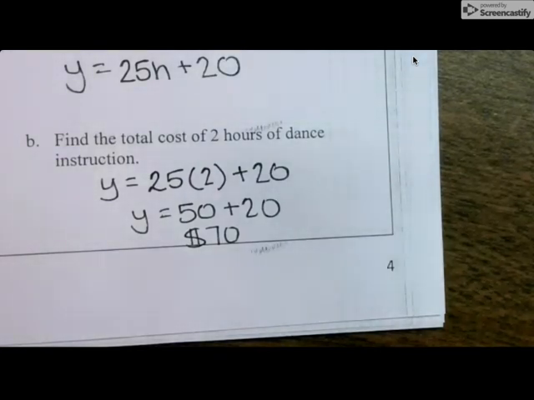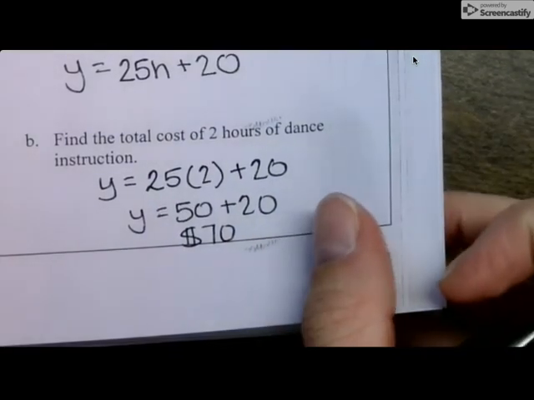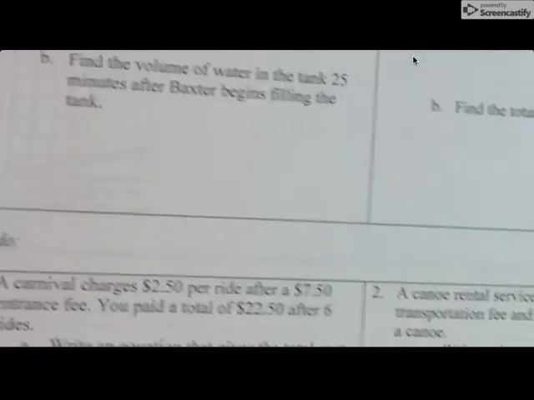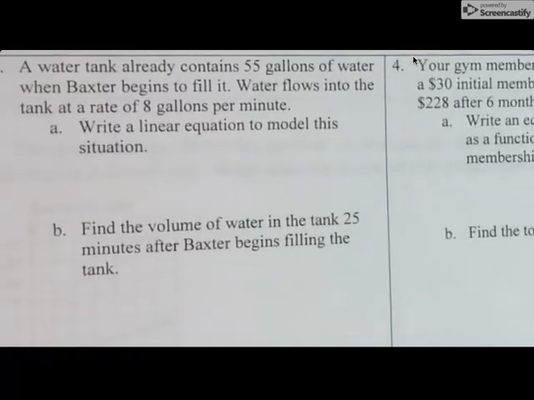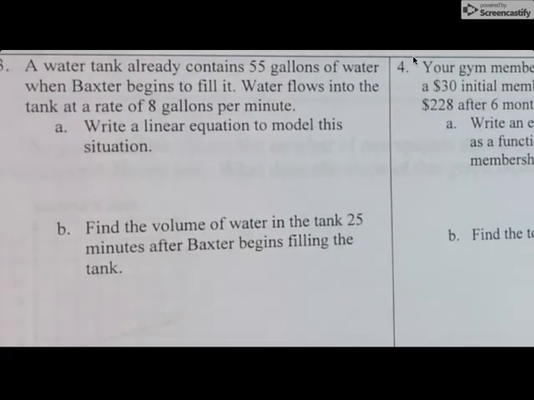Okay? And if you would have rather used C instead of Y, that is perfectly fine. Okay? I want to look at one more for a specific reason. So look on the next page and look at number 3. A water tank already contains 55 gallons of water when Baxter begins to fill it. Water flows into the tank at a rate of 8 gallons per minute. Actually, no, I lied. That one's fine. Never mind. All right, so what I want you to do is work through a few of these on your own.